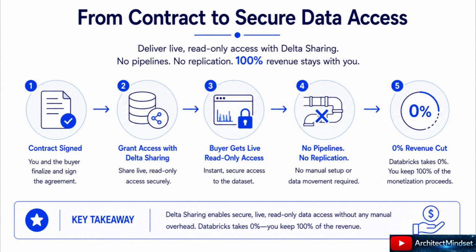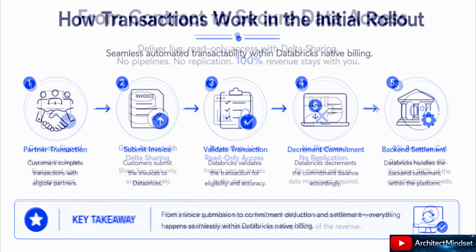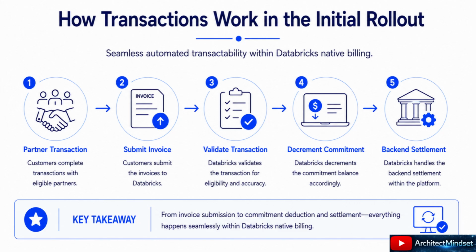Databricks takes a 0% revenue cut on the third-party marketplace transactions. 100% of the monetization proceeds remain within your organization. In the initial rollout, customers complete transactions with eligible partners and submit the invoices to Databricks. Databricks validates the transaction, decrements the commitment balance accordingly, and handles the backend settlement. This way, full, seamless, automated transactability within the platform's native billing system follows.